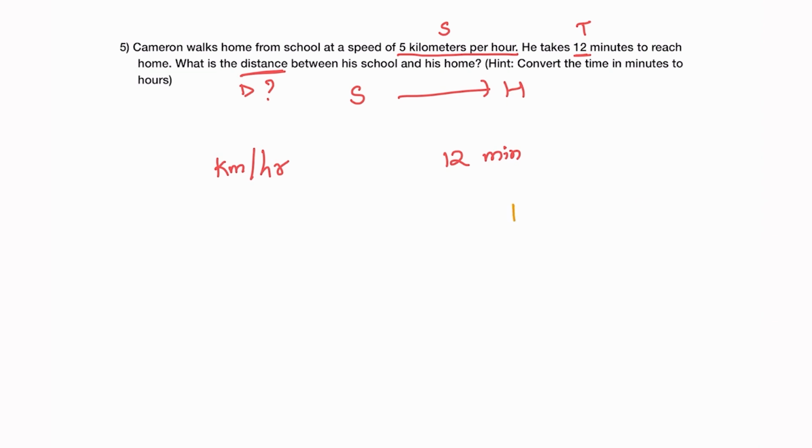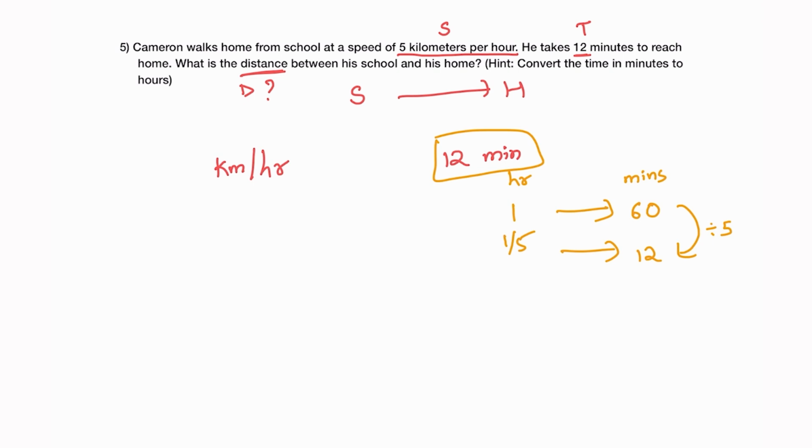Can you help me? We know 1 hour is 60 minutes, right? This is minutes and that's hour. And here we have 12 minutes. So from 60 to 12 is what? Divided by 5. So 1 hour divided by 5. So that's 1/5 of an hour for this. Okay. So that's how you do that conversion.